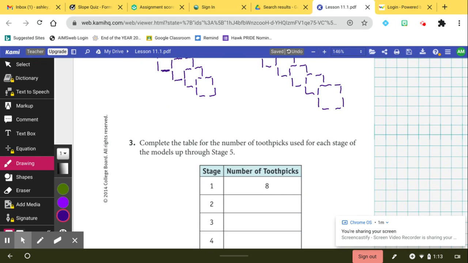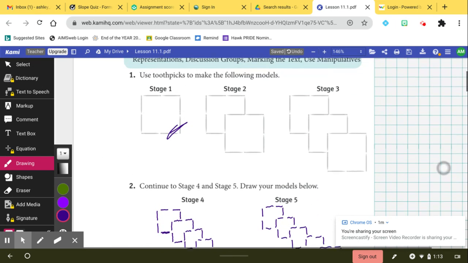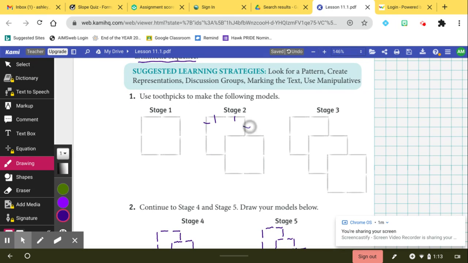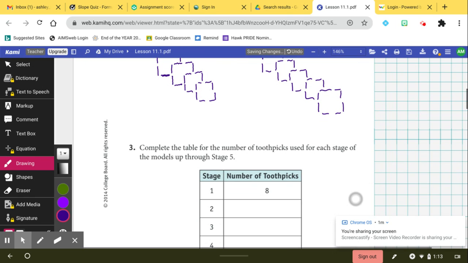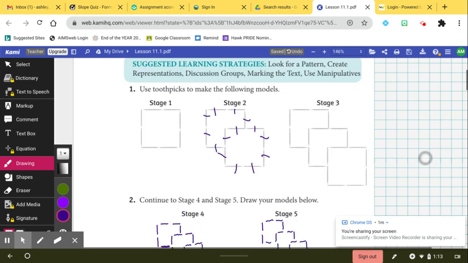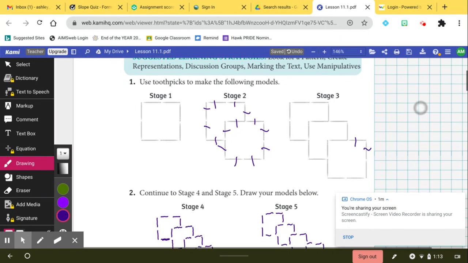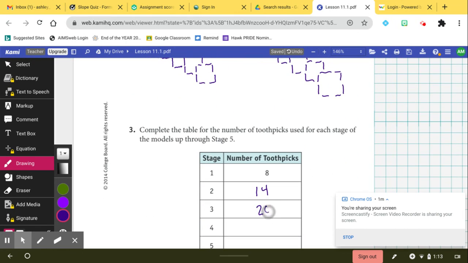It says complete the table for the number of toothpicks used for each stage of the models through stage 5. Well, stage 1 had 8 toothpicks. Stage 2 had 1, 2, 3, 4, 5, 6, 7, 8, along with 9, 10, 11, 12, 13, 14. So stage 2 had 14. And stage 3 had the original 14 from stage 2, but now we're adding 1, 2, 3, 4, 5, 6 more. And so that one's going to have 20.